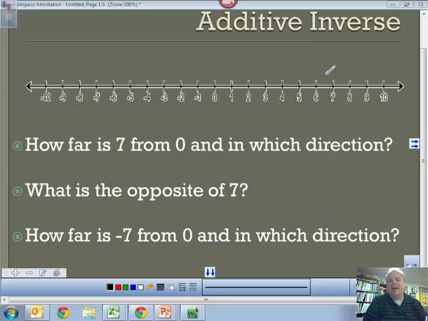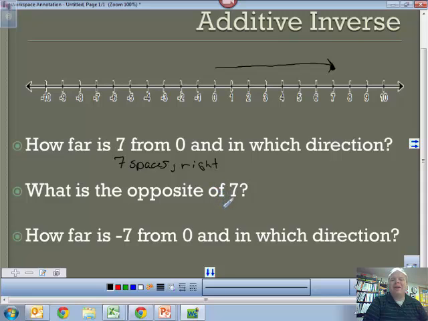So I have 7. Okay, if I put a dot right above the number line, and 0. Well, if I go this way to 7, how far did I go? I had to go 1, 2, 3, 4, 5, 6, 7. So 7 from 0 is 7 spaces. Okay, and in which direction did I go? Well, this was positive, so it told me I had to go to the right.